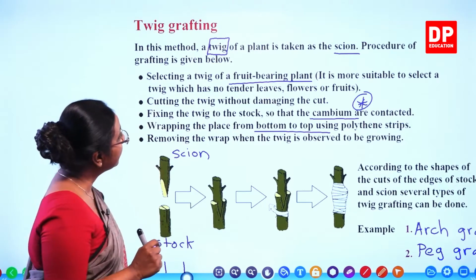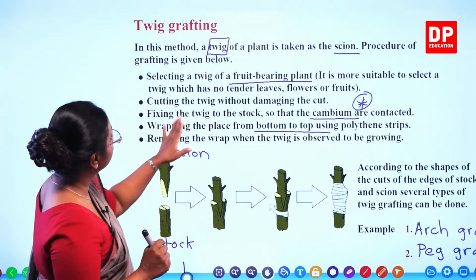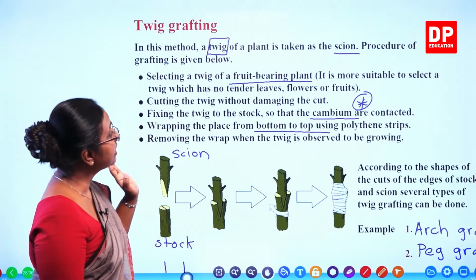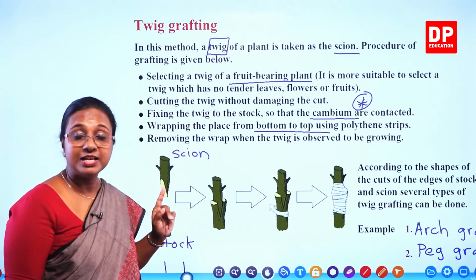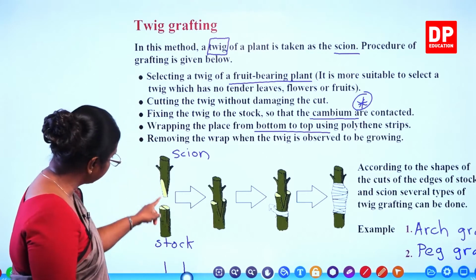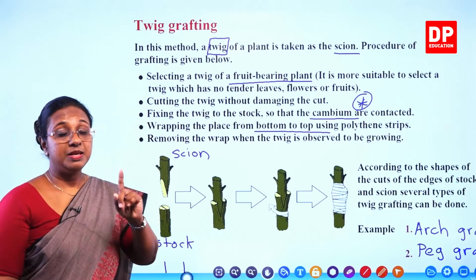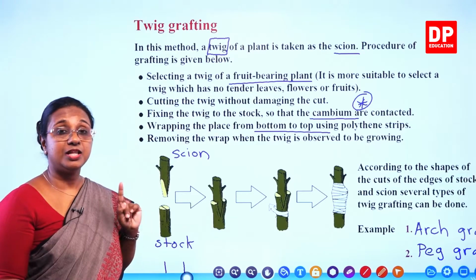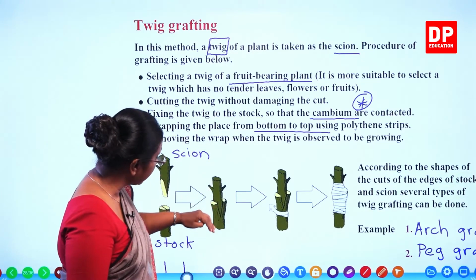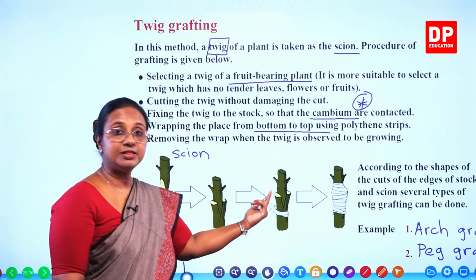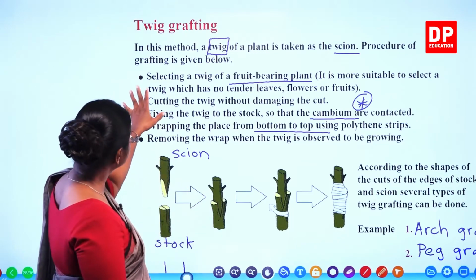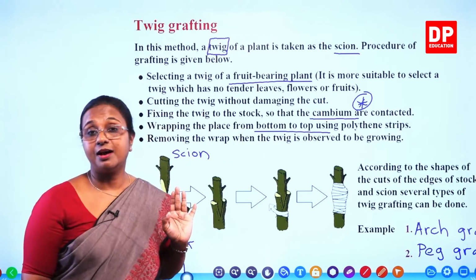We use the twig as the scion, and we make sure it is a fruit bearing plant. When we select the twig, it should not have tender leaves, flowers or fruits. Then we make the cut so that we don't damage the tissues, because we need the cambium intact, and only then will the stalk and the scion grow together. You insert the scion into the stalk, wrap it with polythene strips and allow it to grow. That is the simple procedure of twig grafting.